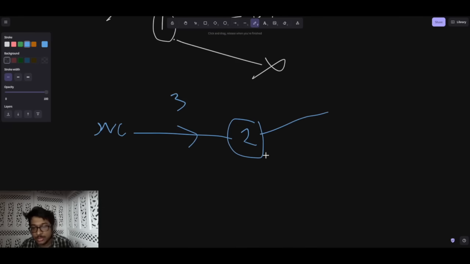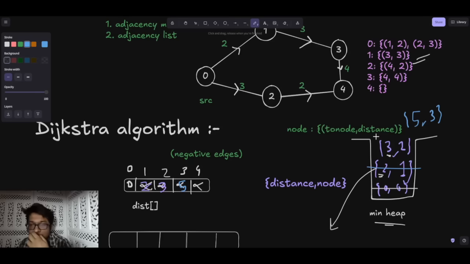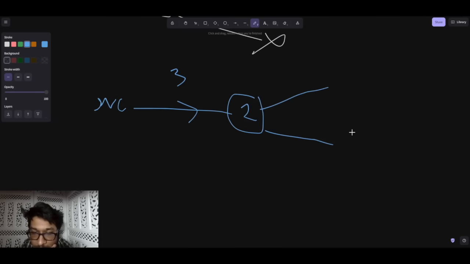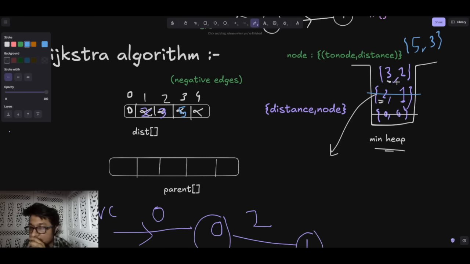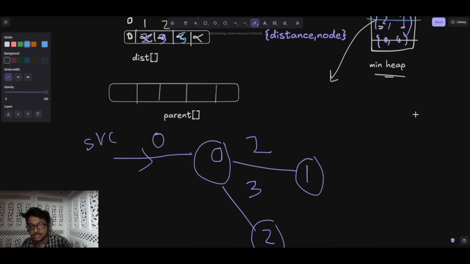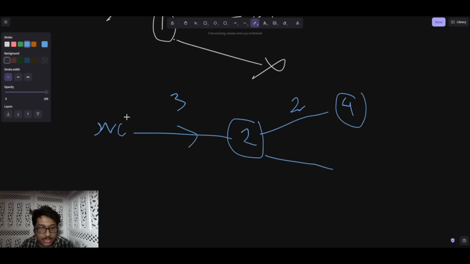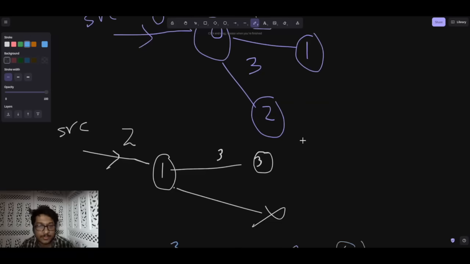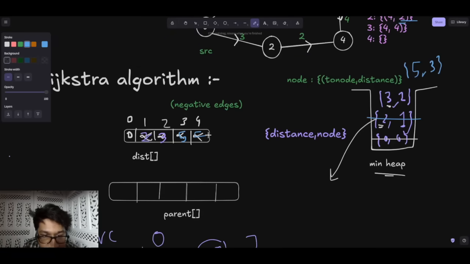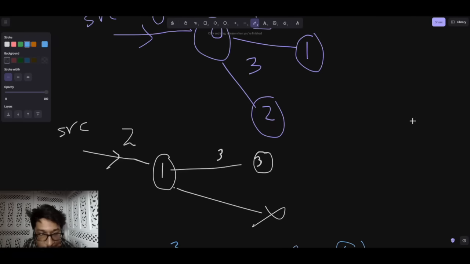From 2, where can we go? We can go to 4 only. So we go to 4 and the distance is 2. You can see it from the adjacency list, right? 4 and the distance is 2. What is the minimum distance from source to 4? 3 plus 2, 5. So you replace this again with 5. Done. So 3 comma 2 is also processed.